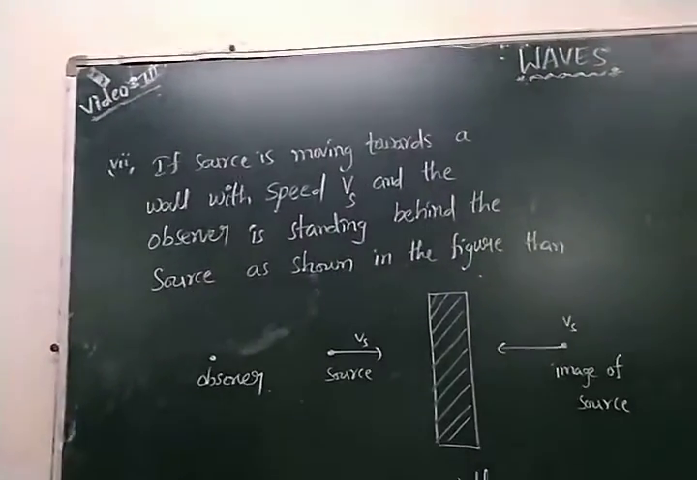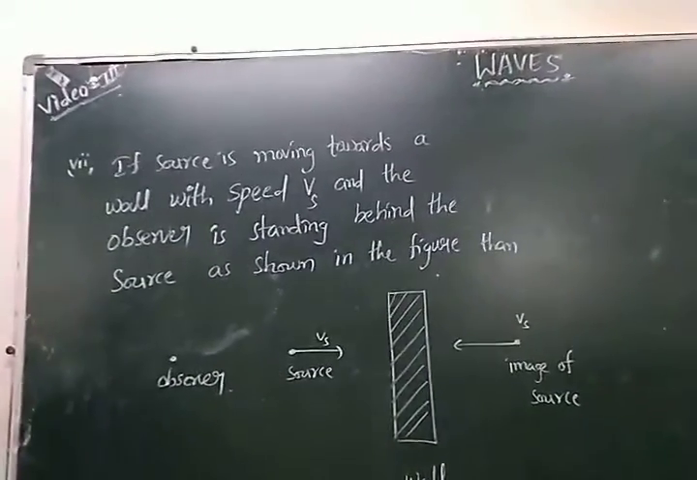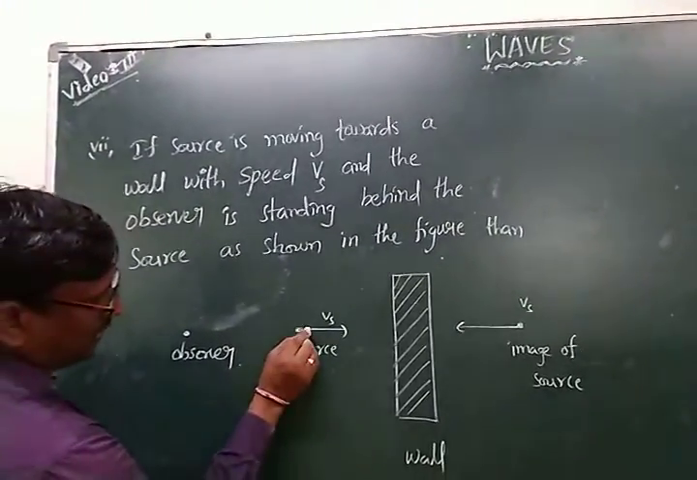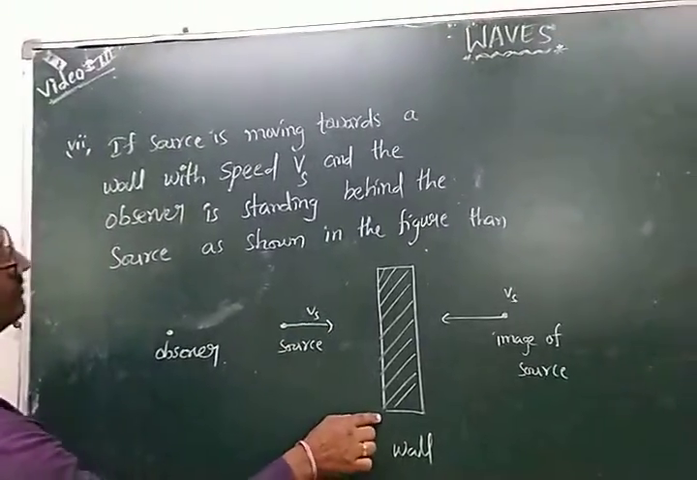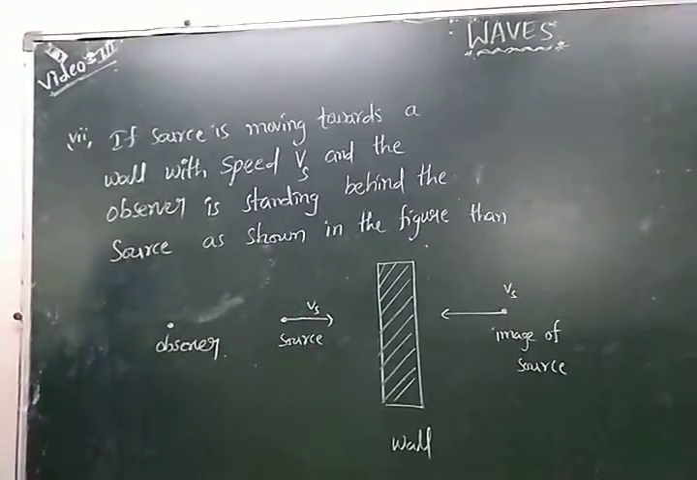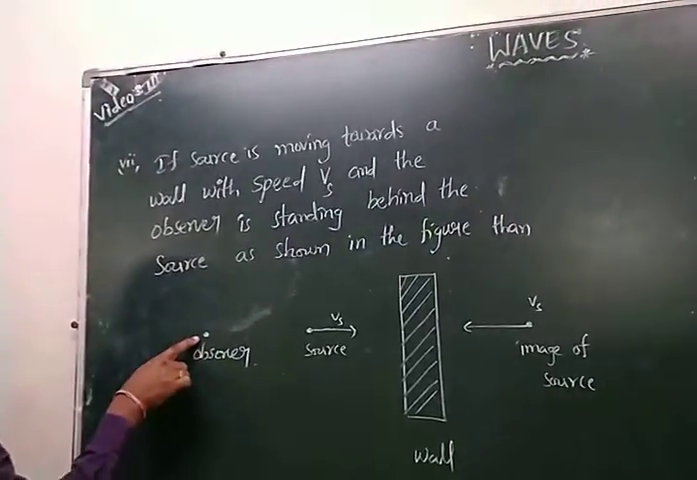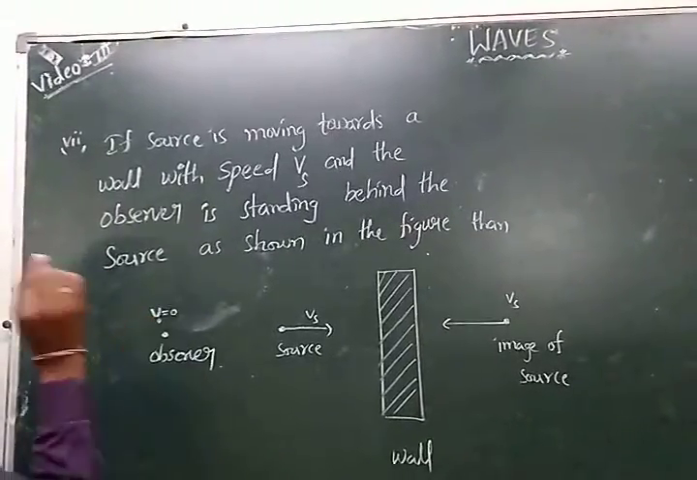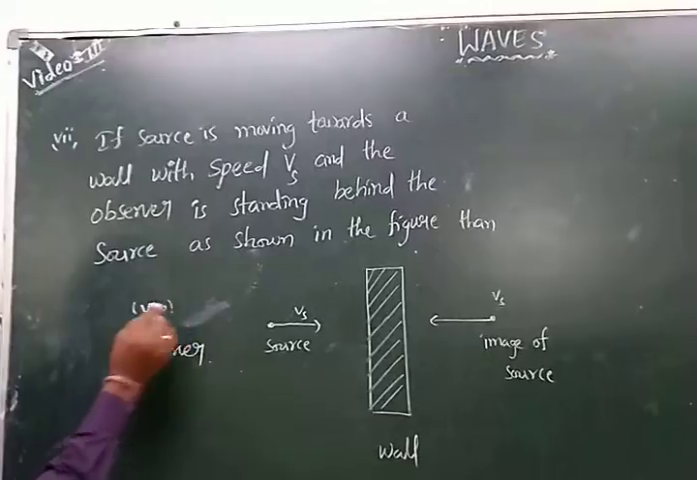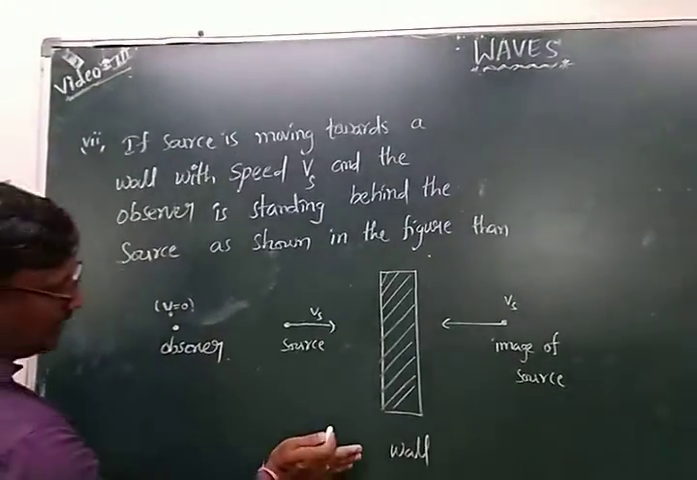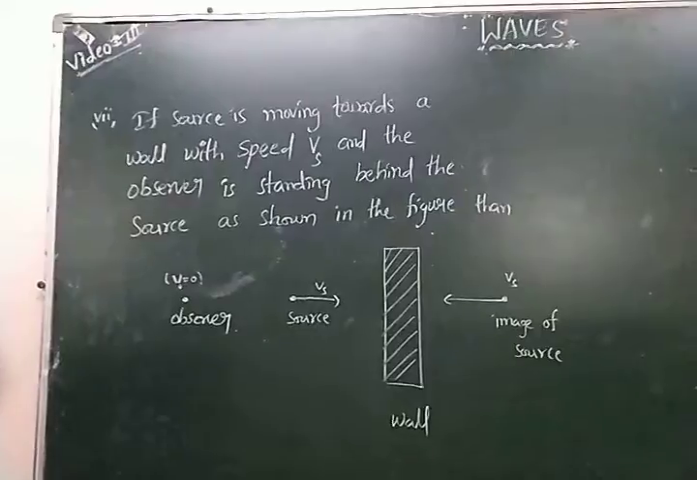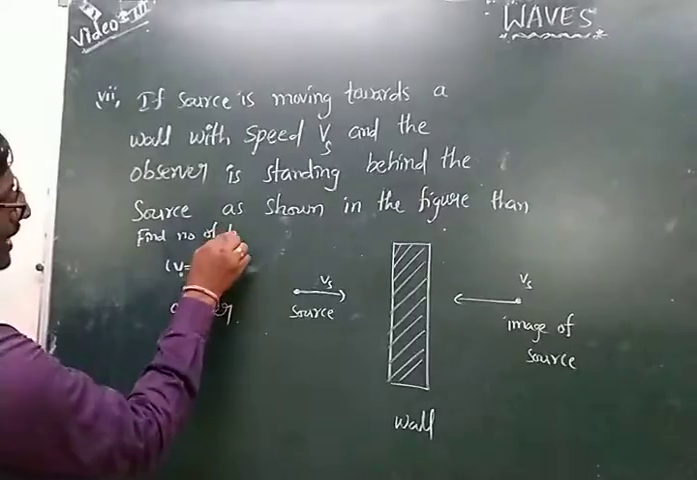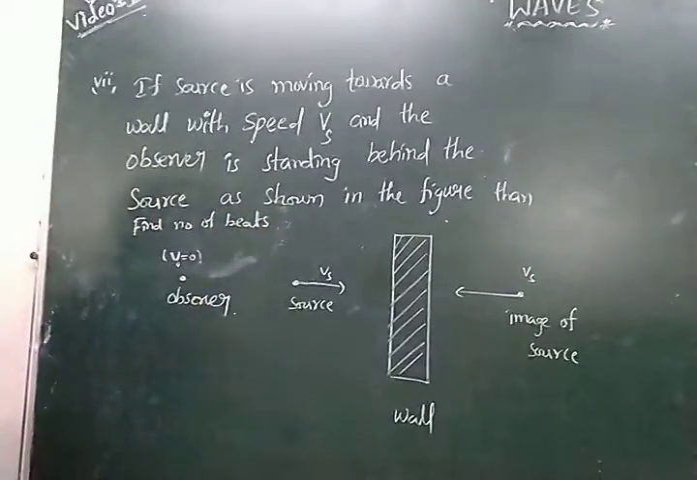Here is the next application, the seventh one. If the source is moving towards the wall with speed Vs, and the observer is standing behind the source, that means V0 is equal to 0 because the observer is at rest, as shown in the figure, then find the number of beats. Beats is nothing but a change in frequency.